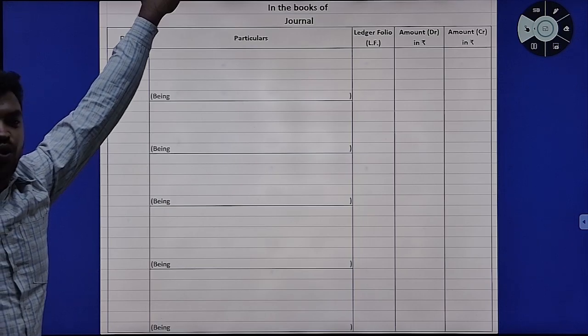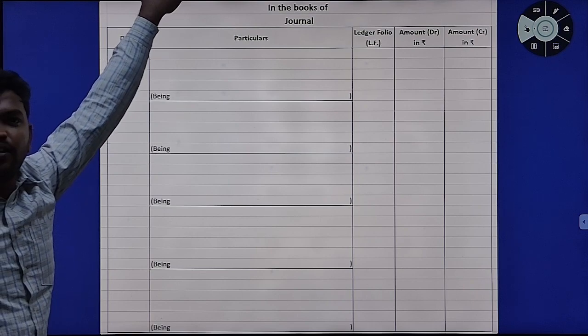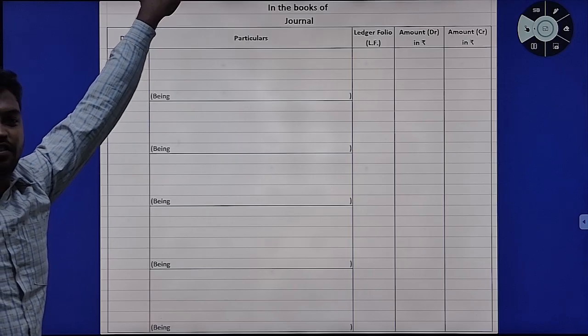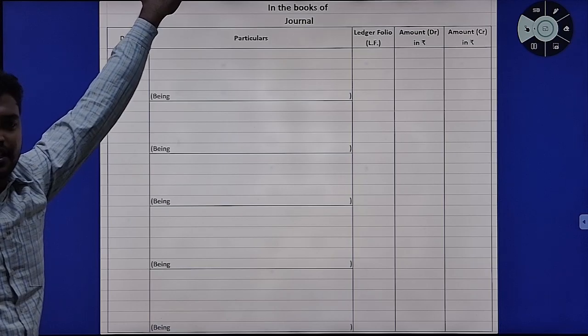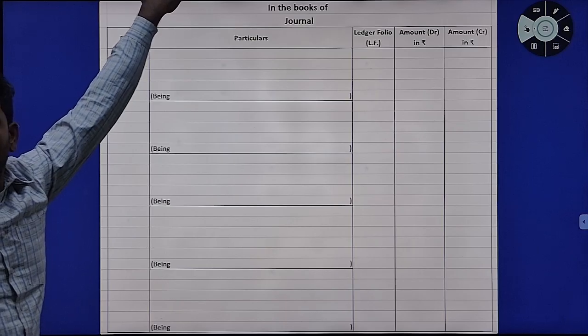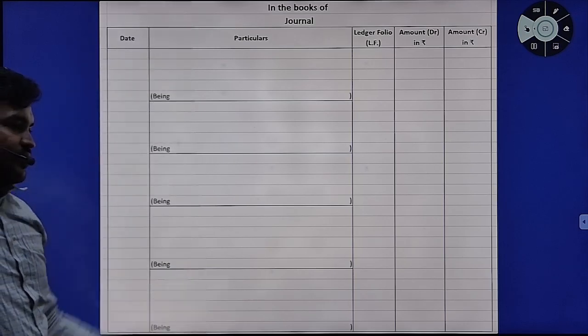Three golden rules of accounting. What is a personal account, real account, nominal account, when to debit, when to credit. Take it as homework, read it, and then come fresh in the next class. We are going to directly jump into the sums tomorrow. Clear? Yes? Thank you.